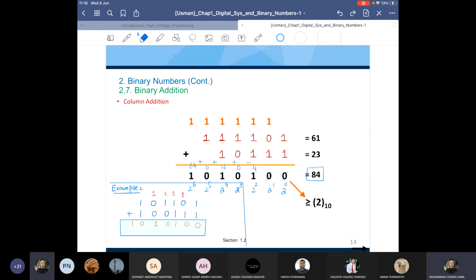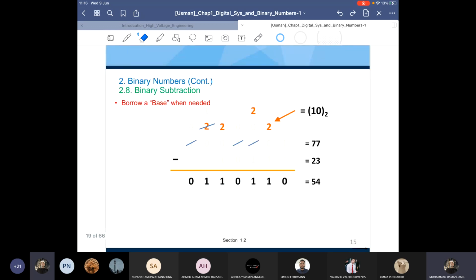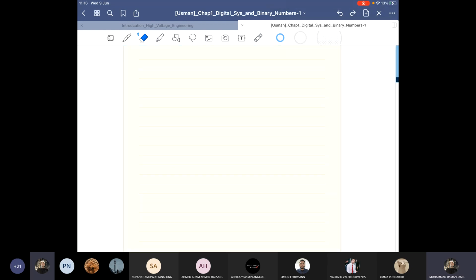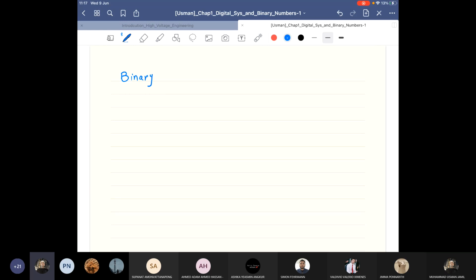Okay, next we have binary subtraction. How can we do the binary subtraction? For binary subtraction, maybe I can add a slide, then I can explain it better. So now we have the binary subtraction.